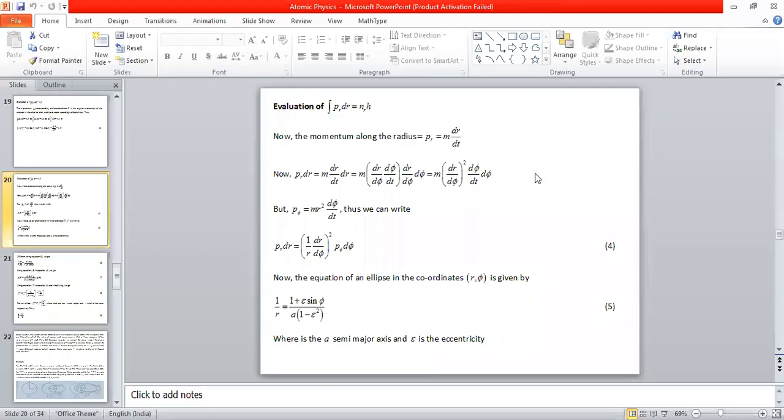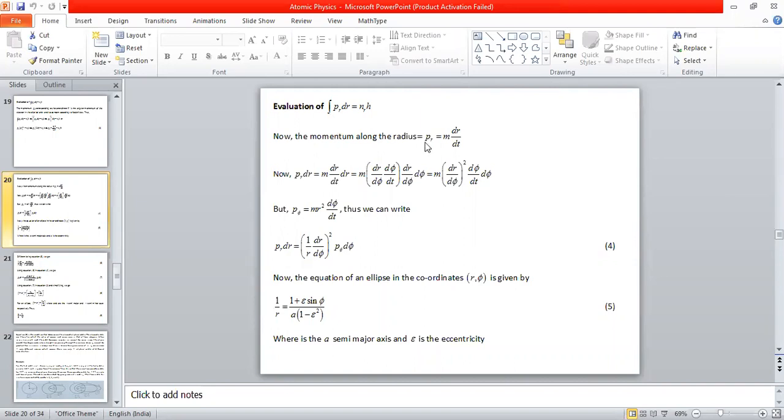Okay, we continue our discussion. Yesterday we were calculating the second integral, integral Pr dr is equal to nr h. Pr is the momentum associated with the radial coordinate. It is called radial momentum.